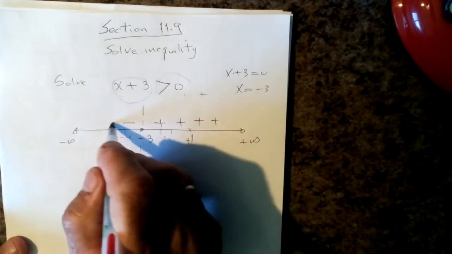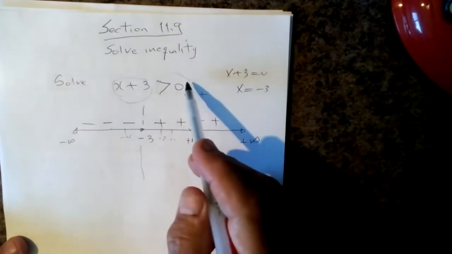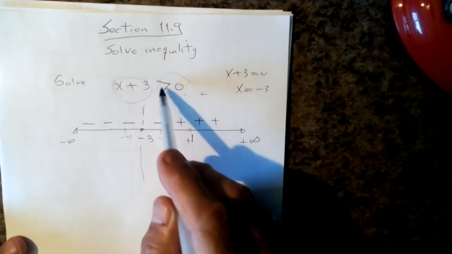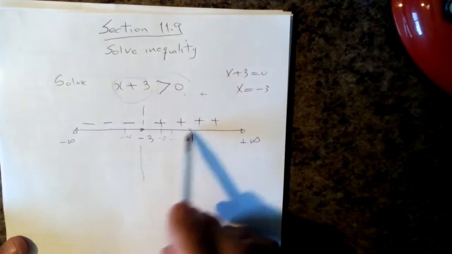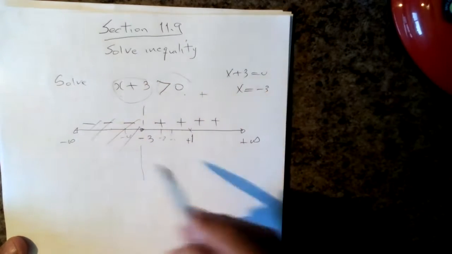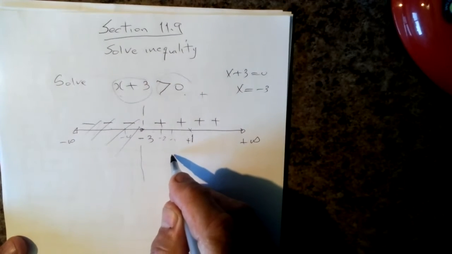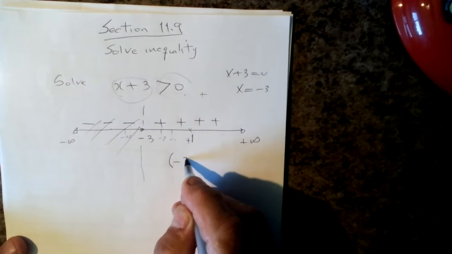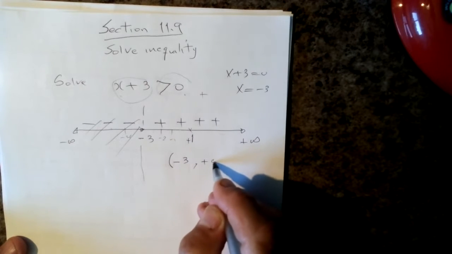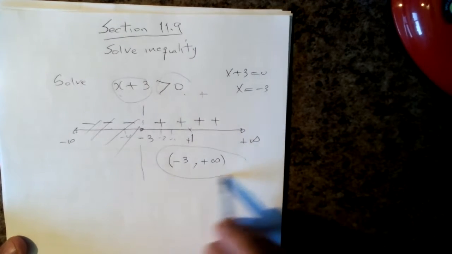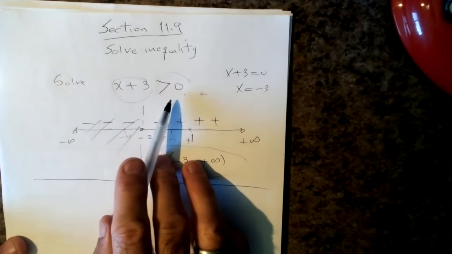So all the numbers greater than minus 3 give you positive numbers when you substitute, and below is negative. The problem is asking for the values of x that, when you substitute, the outcome is always positive. So all the numbers between minus 3 and positive infinity. That's all for the first degree inequality.